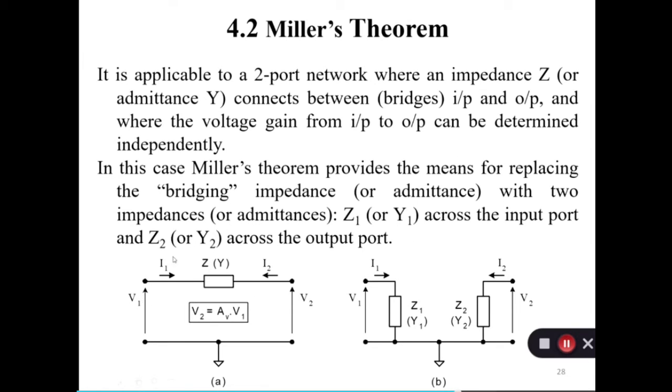Input voltage or input current, output voltage or output current, Z means impedance or Y means the opposite of this one, 1 upon Z. So the voltage gain from this section, you can find that voltage gain is output voltage divided by input voltage, or you can say AV, voltage gain, is equal to V2 upon V1, or you can say V2 equal to AV into V1.